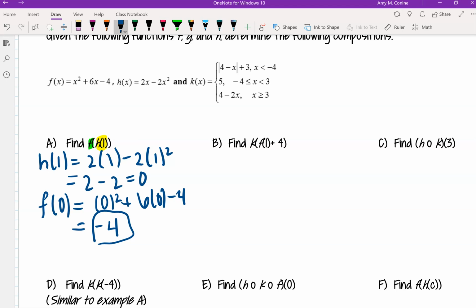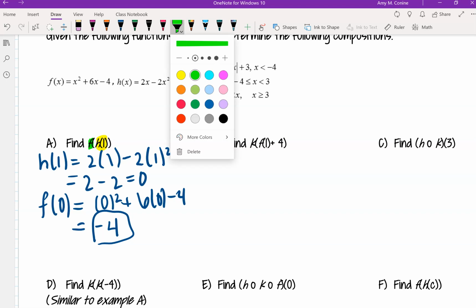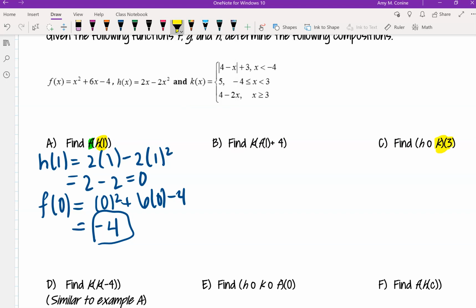So if it was like C, where it's h of k of 3, you would do the k of 3 first. This goes first, and then whatever that result is, you're going to plug it into h. So k of 3, we're looking at that piecewise function. We're going to plug it into that part of the piecewise. So it's going to be 4 minus 2 times 3, which equals negative 2.